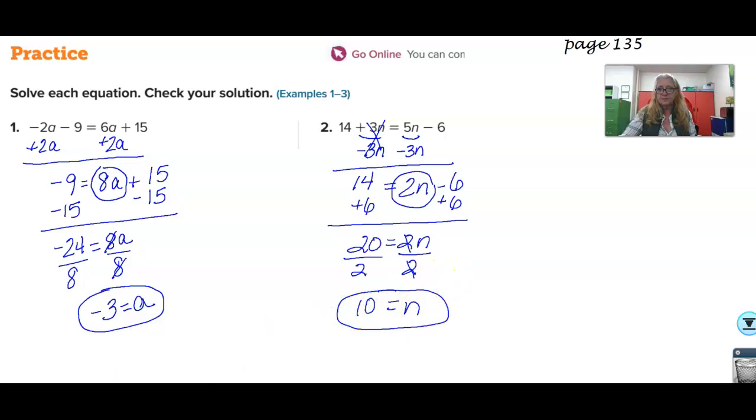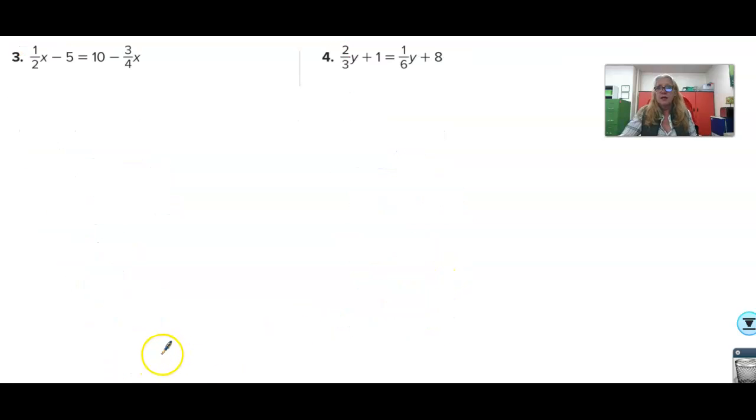Those were straightforward and easy. These ones are a little more complicated because they involve fractions. Still, we do it the same way. Here's a variable term, positive 1/2 x, and here's a variable term, negative 3/4 x. A negative number is always smaller than a positive number, so this is the one we're going to want to get rid of. We get rid of a negative 3/4 x by adding 3/4 x to both sides.